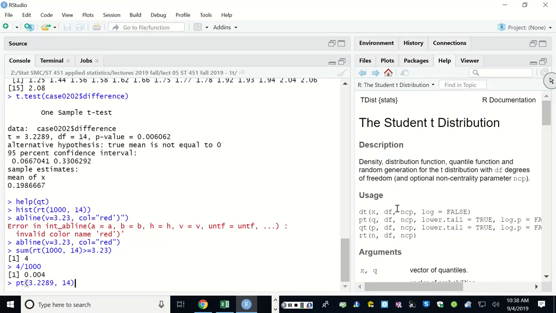This ncp is a non-centrality parameter, so under the alternative hypothesis, we're not going to be centered at 0. We're going to be centered at something else. So we don't necessarily have to use that to calculate it, but it's another option. We might use that here.